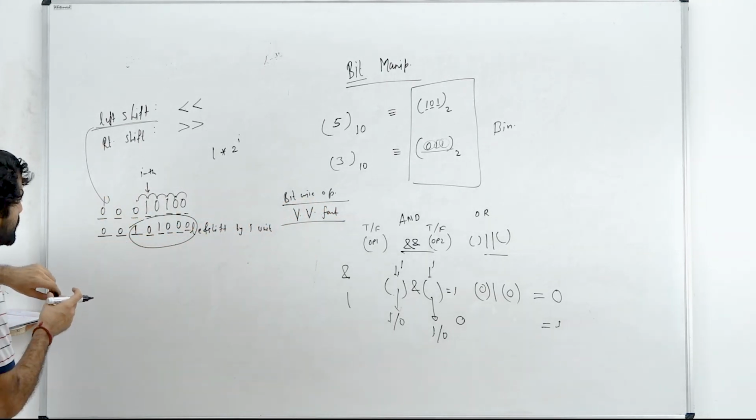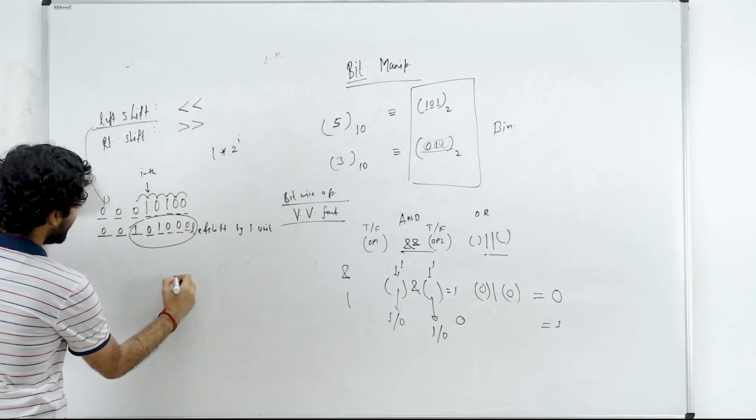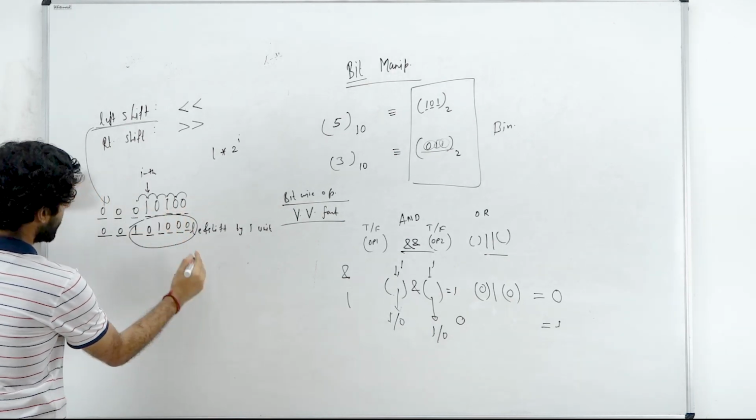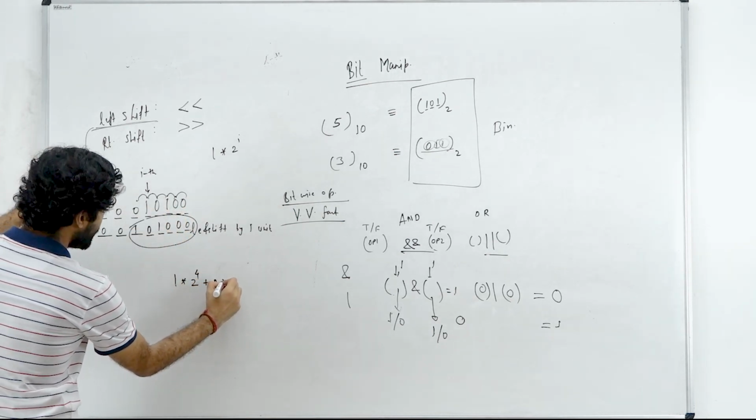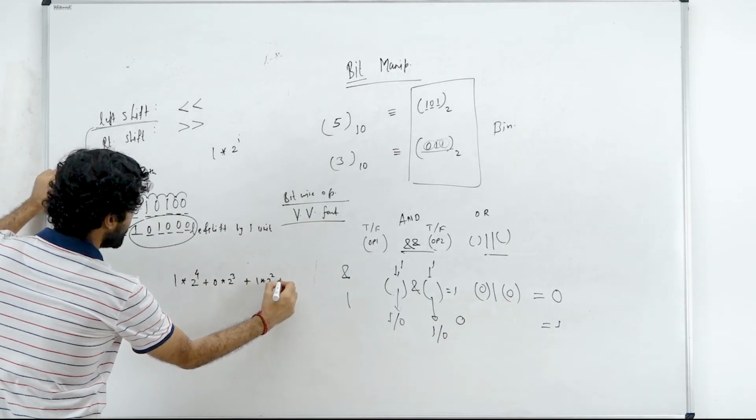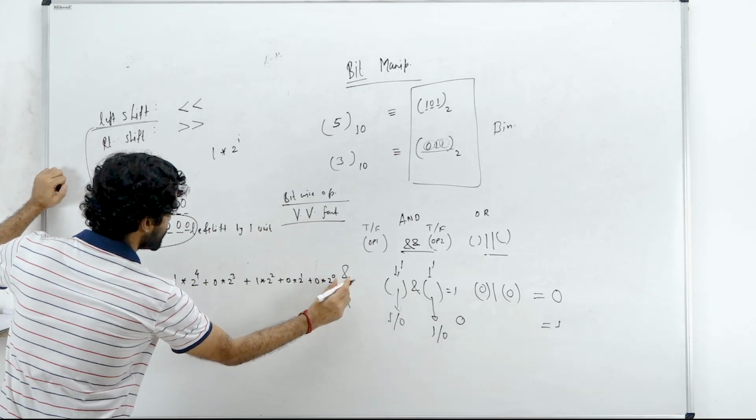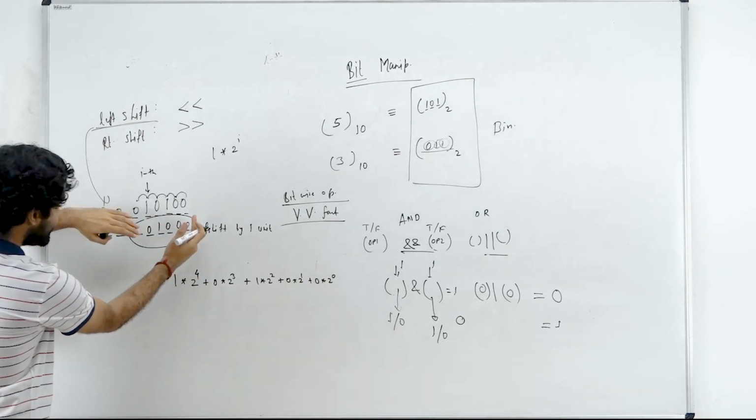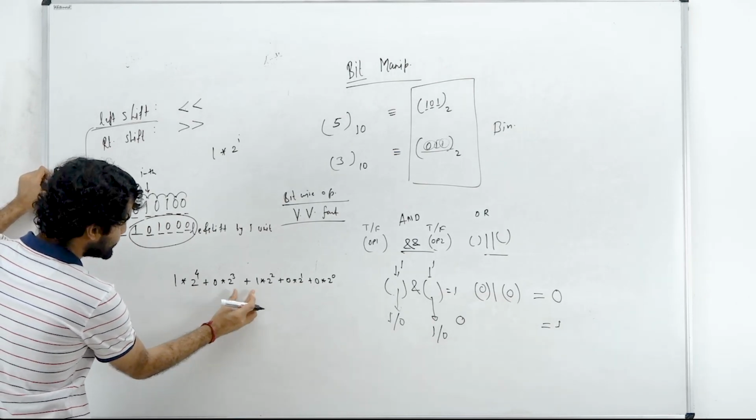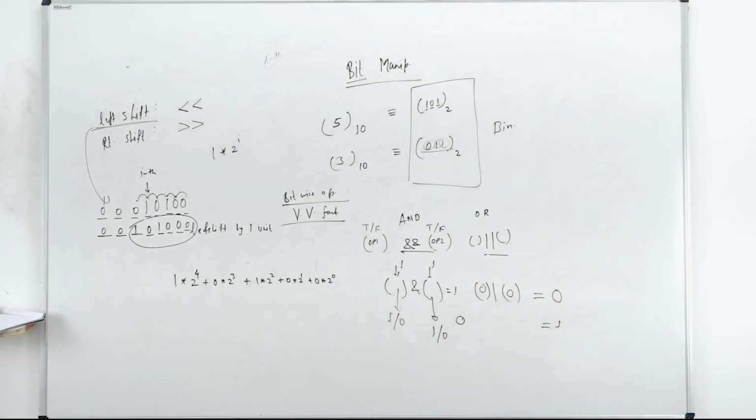So if you try to write this down, you will write 1 into 2 raised to power 4 plus 0 into 2 raised to power 3 plus 1 into 2 raised to power 2 plus 0 into 2 raised to power 1 plus 0 into 2 raised to power 0. Now once the left shift has been performed, what will happen? The power of all of these will get incremented by 1 unit. It's very simple to understand.